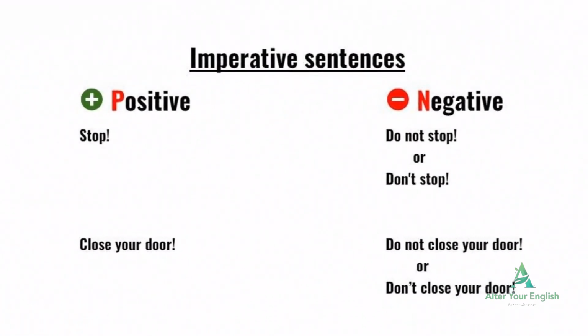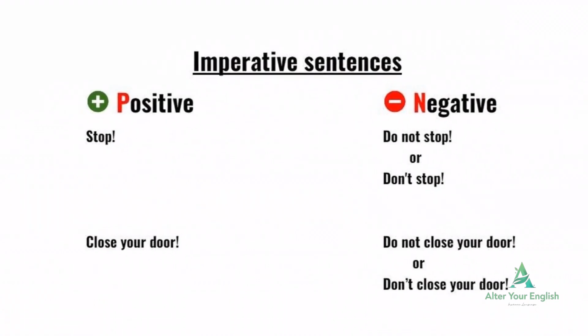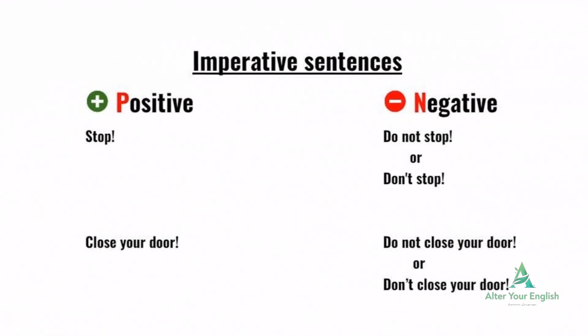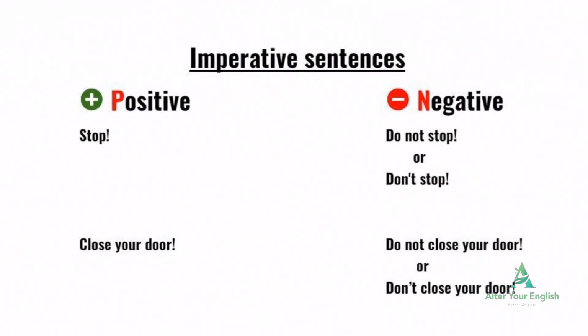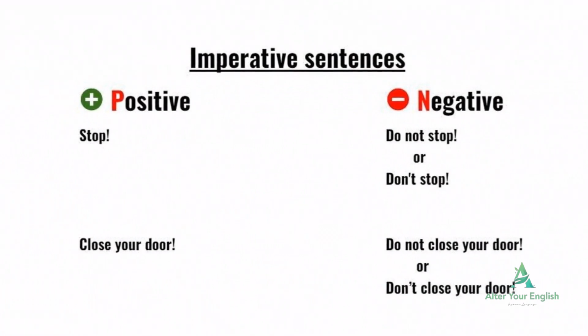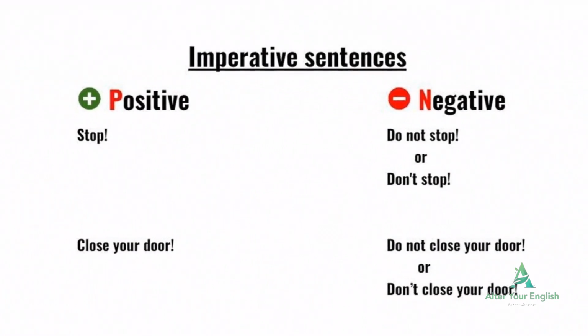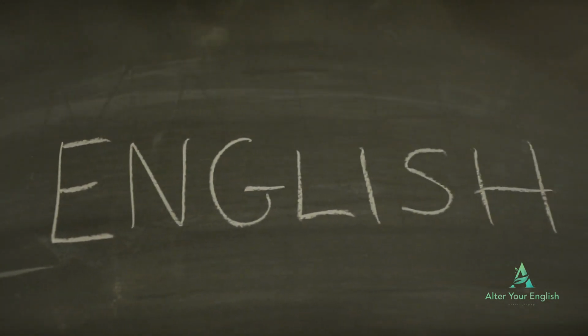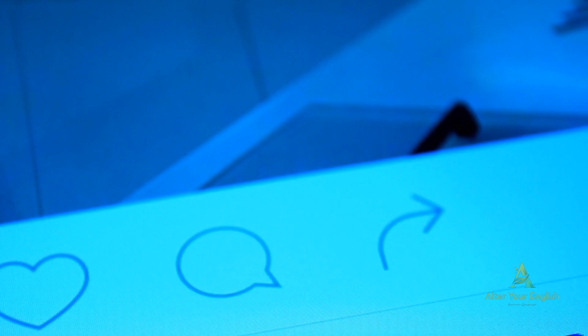Let's look at a positive imperative sentence. Stop! A negative imperative sentence. Do not stop! Or a positive imperative sentence. Close your door! A negative imperative sentence. Do not close your door! Or don't close your door. That's how you build different sentence types in English.